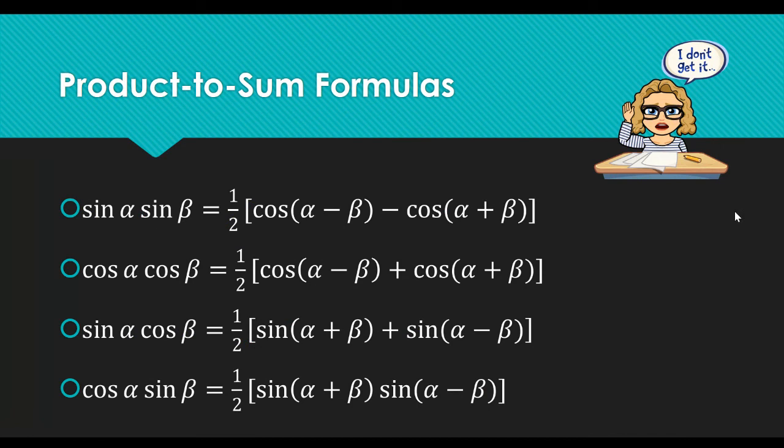There's more formulas. These look terrifying. They're actually some of the easiest ones to use. So what we're doing is we're taking two trig functions that are being multiplied and we're changing them into trig functions being added or subtracted. So they're called product to sum formulas. So there's sine times sine, cosine times cosine, sine times cosine, and cosine times sine.